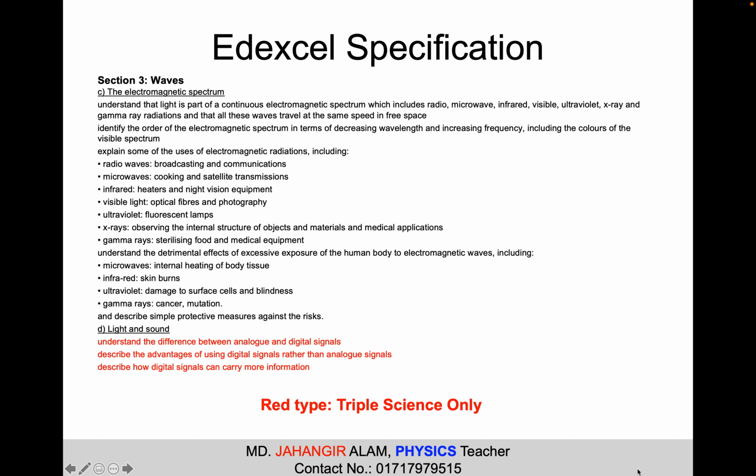Understand the detrimental effect of excess exposure of the human body to electromagnetic waves, including microwave: internal heating of body tissue; infrared: skin burns; ultraviolet: damage to surface cells and blindness; gamma ray: cancer and mutation; and describe the simple protective measures against the risks.